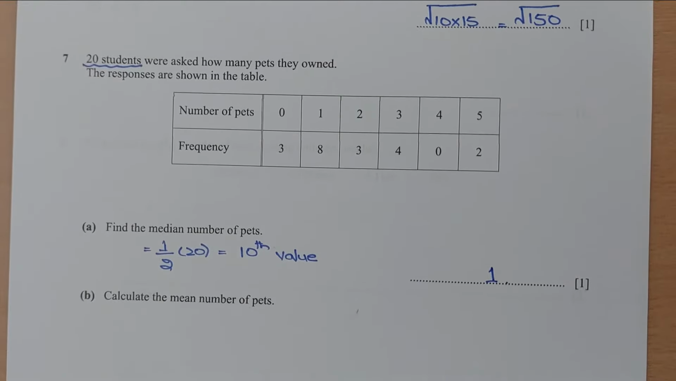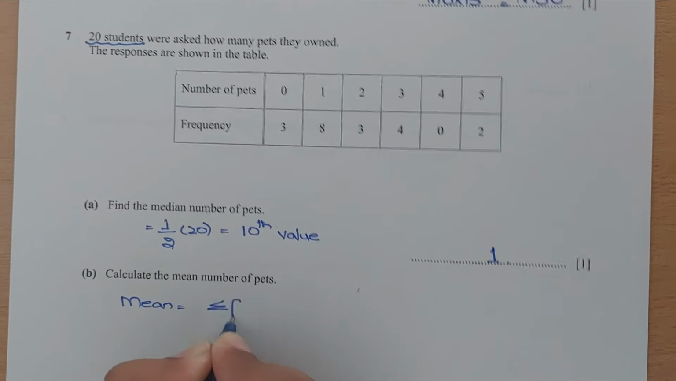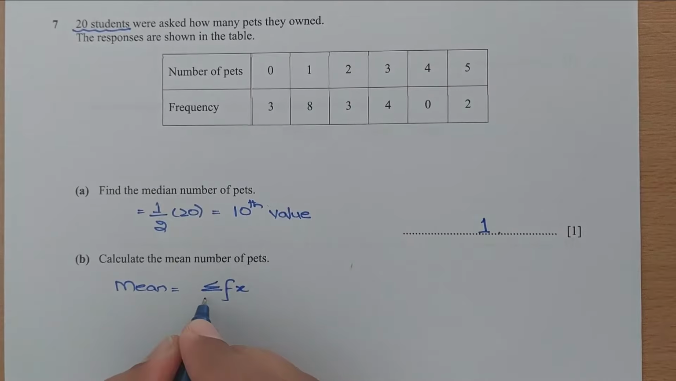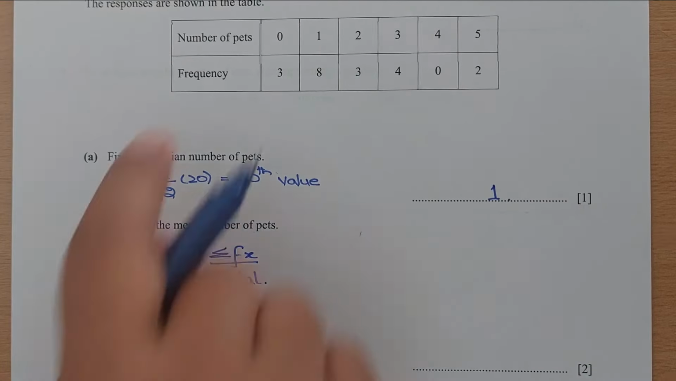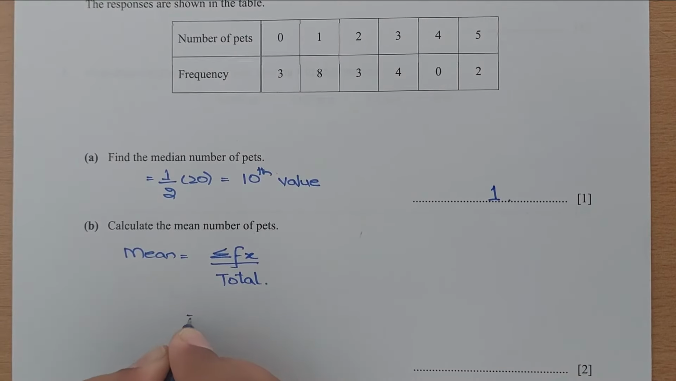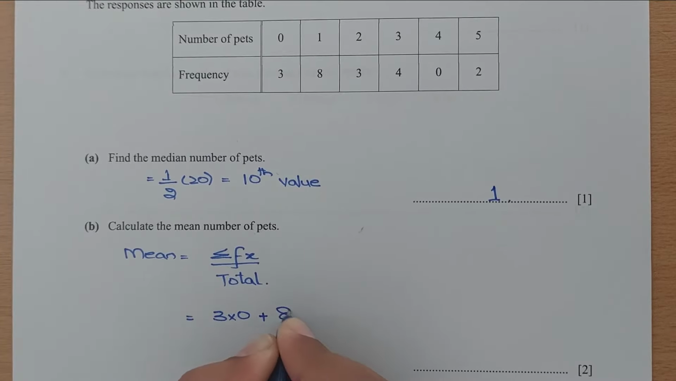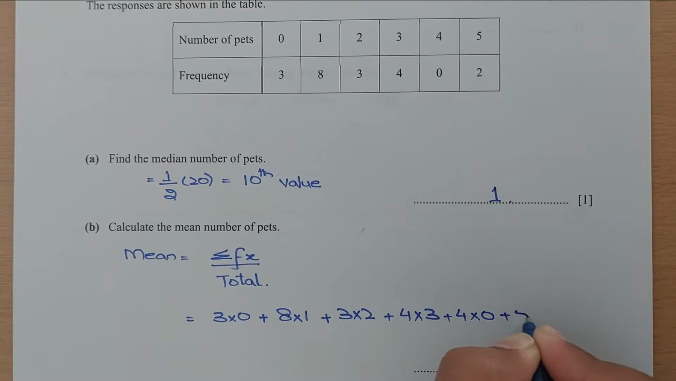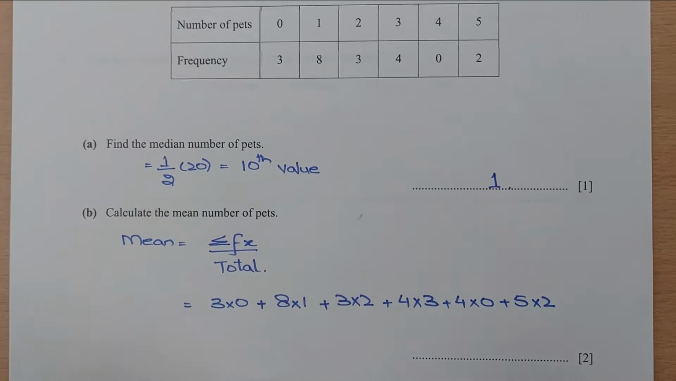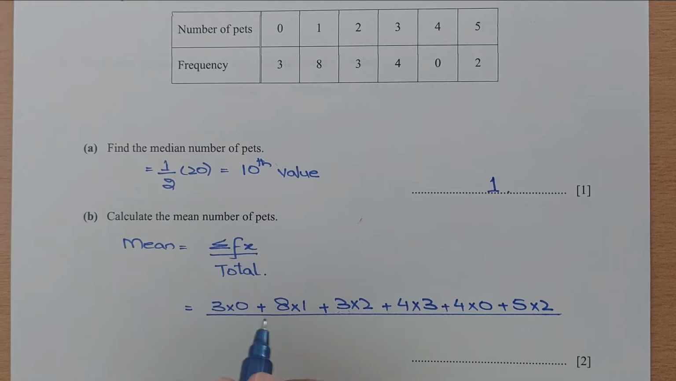Now for the B part, calculate the mean number of pets. So mean is basically equal to the sum of fx divided by the total. And the total number of students is 20, we have been given, right? So f is the frequency, and x is the number of pets. So let's do it. fx is 3 times 0 plus 8 times 1 plus 3 times 2 plus 4 times 3 plus 4 times 0 plus 5 times 2. This is going to be divided by the total number of students, that is 20.